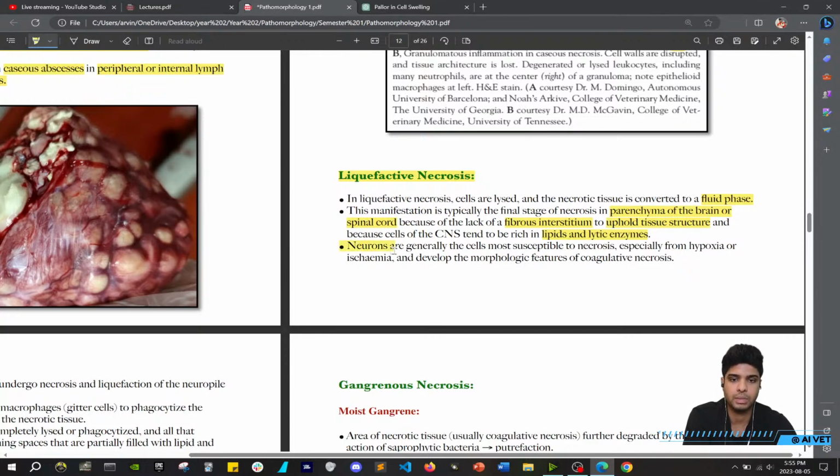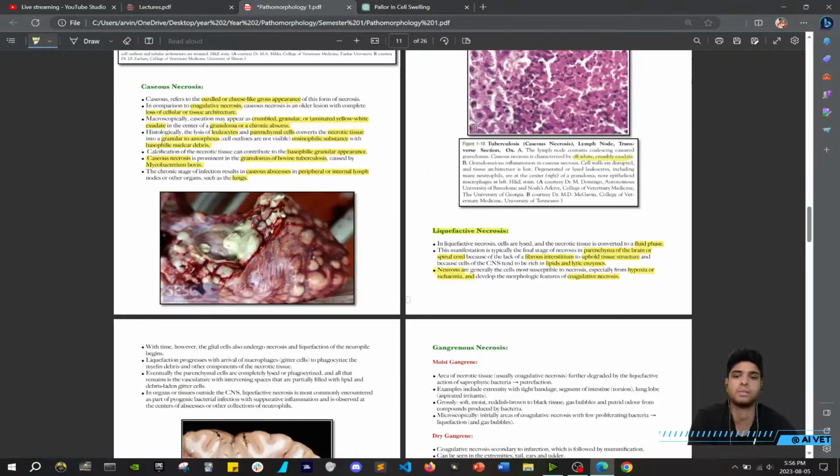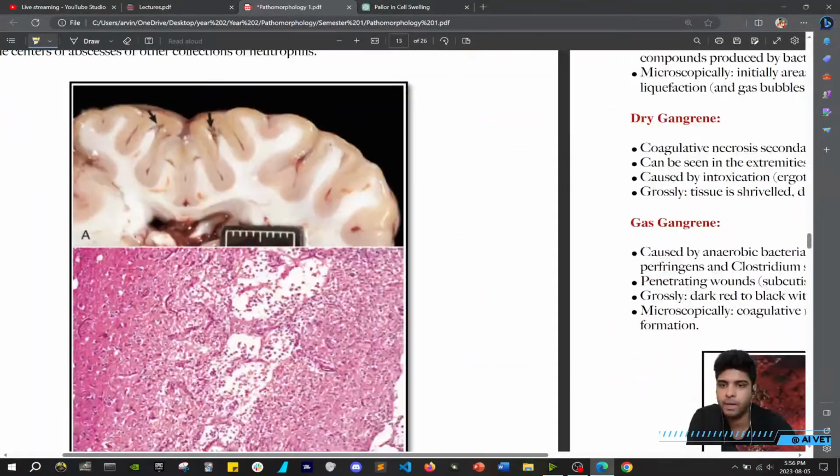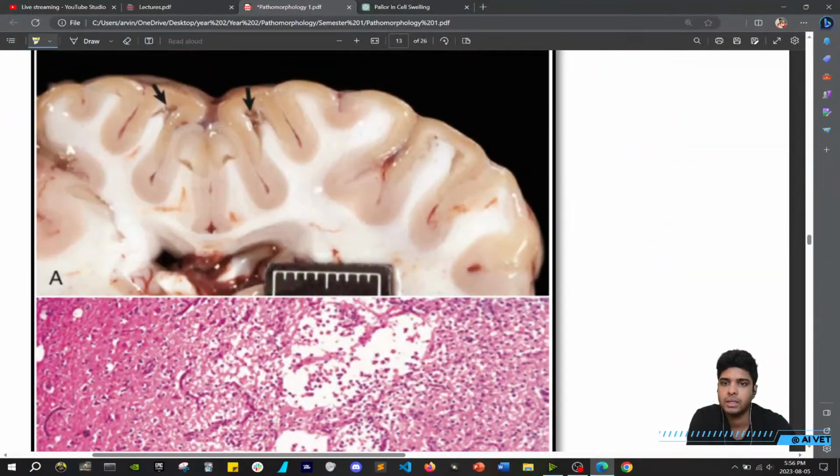Neurons are mostly susceptible here, especially from hypoxia and ischemia. They develop from coagulative necrosis. They start with coagulative necrosis and slowly become liquefactive necrosis, especially in brain and spinal cord, because their parenchyma doesn't have a fibrous interstitium, and also they are rich in lipid and lytic substances. Here you can see the brain where they become liquefied, as the arrows point out.